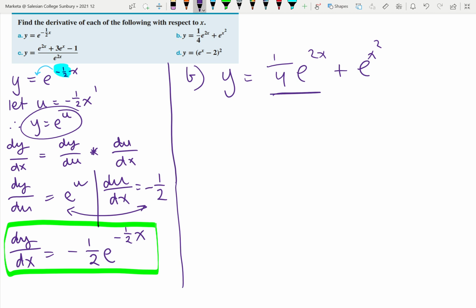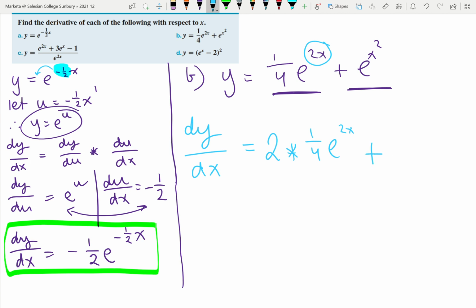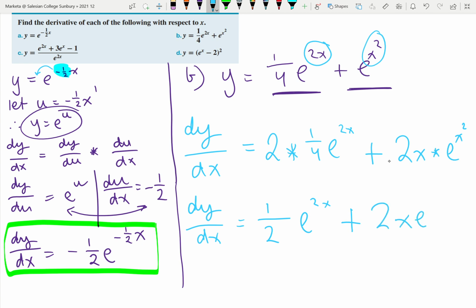So this has got two parts that we need to differentiate, and I'm just going to, as I said, do it the short way and say, well, the derivative of 2x is 2 times 1/4 e to the 2x, and then it's going to be plus the derivative of x squared is 2x times e to the x squared, and that means I'm going to get half. 2 times 1/4 is half, e to the 2x, and then we've got plus 2x e to the x squared.